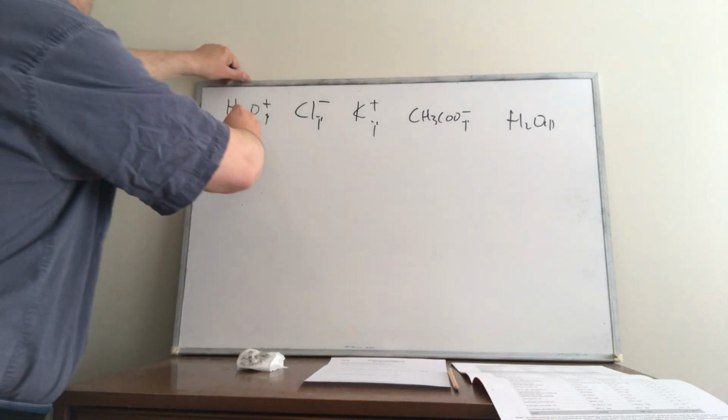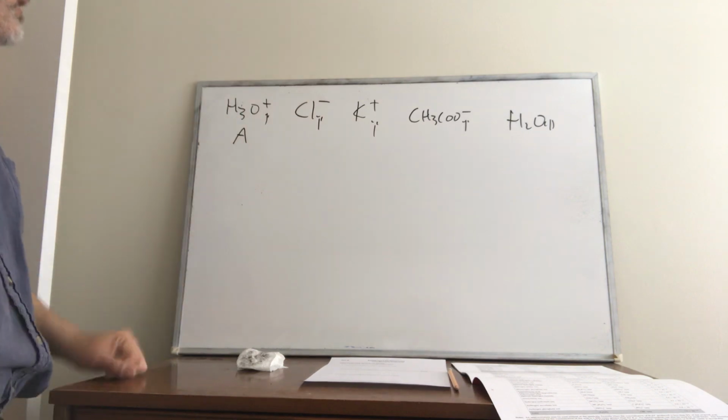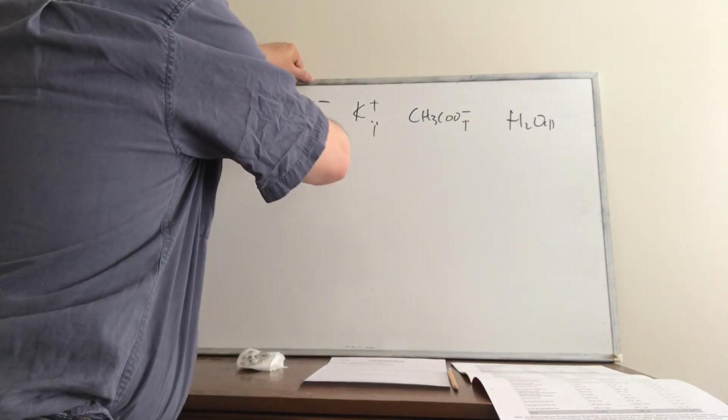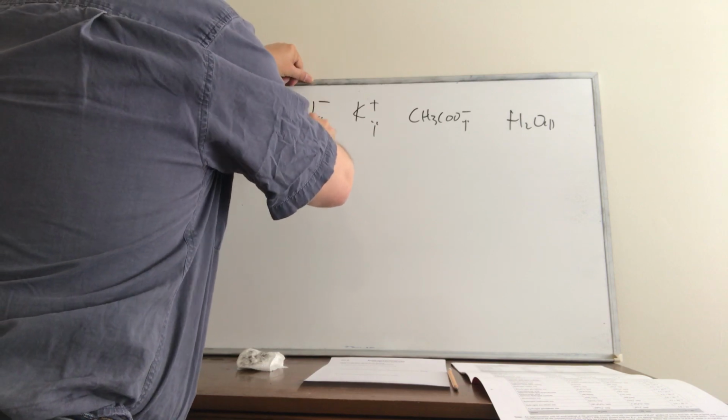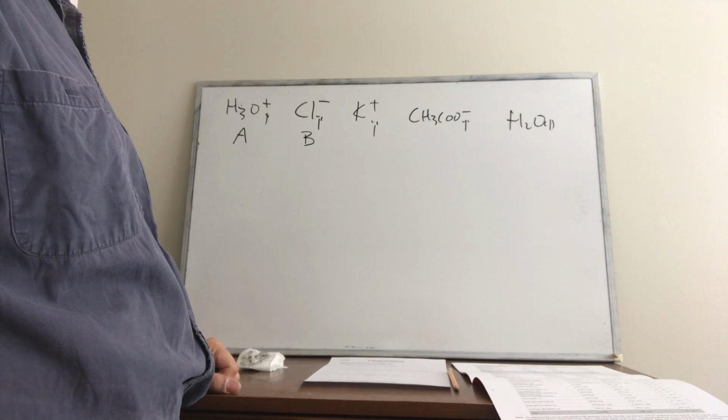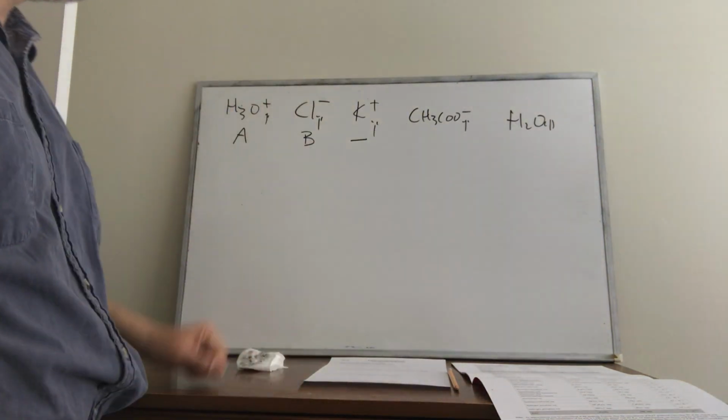Hydronium, he can donate a proton, he's positive, so he can't accept. Chloride does not have a proton, so he can't donate, he's negative, so he can accept. K+, he's positive, no proton, so he can't donate a proton, and he can't accept, so he's neither.